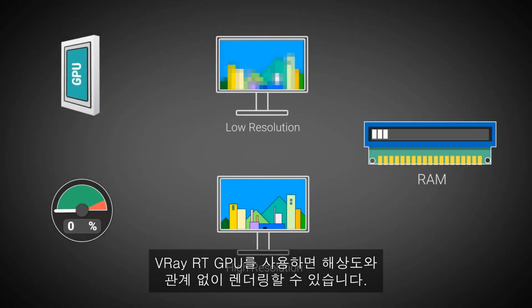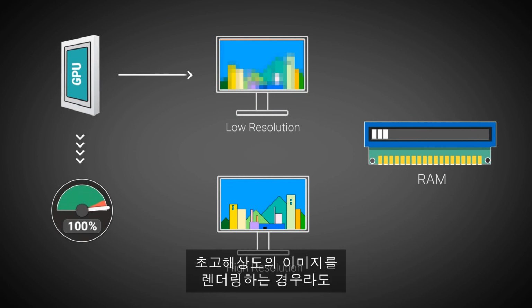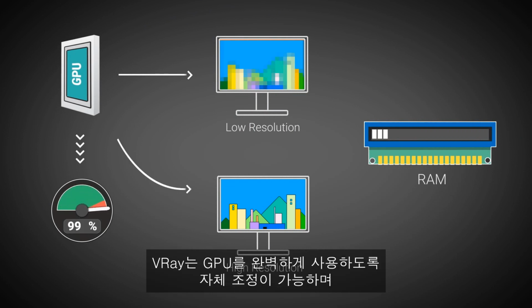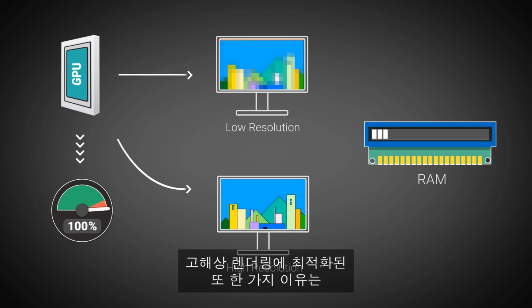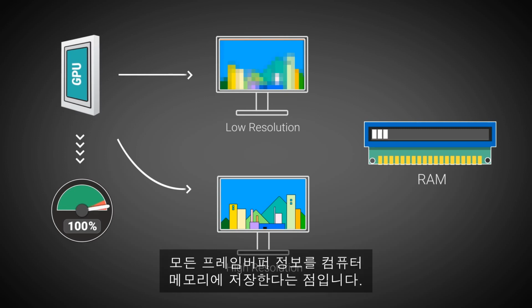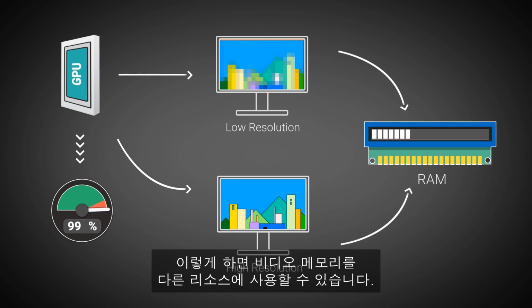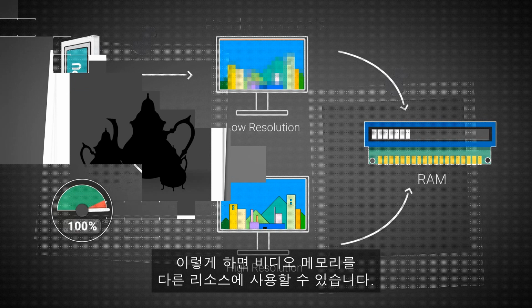V-Ray RT GPU allows for rendering images regardless of their resolution. Even when rendering ultra high definition images, V-Ray would self-adjust to keep the GPU fully utilized and produce maximum performance. Another optimization for high-resolution rendering is that all the frame buffer information is stored in the computer memory. This keeps the video memory available for other resources.